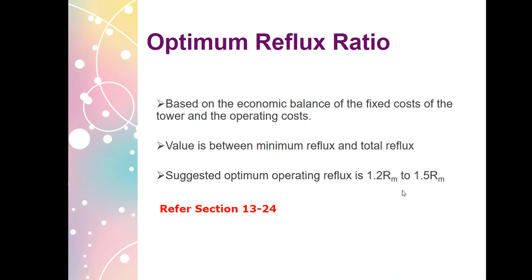So what we do, we add 20% of the computed minimum reflux, or we maximize it to 50% of the computed minimum reflux. That way, we'll have the optimum reflux ratio or the optimum operating reflux. Now, in most problems, the optimum operating reflux is 50% more than the minimum reflux ratio.